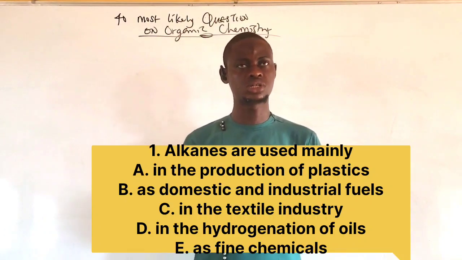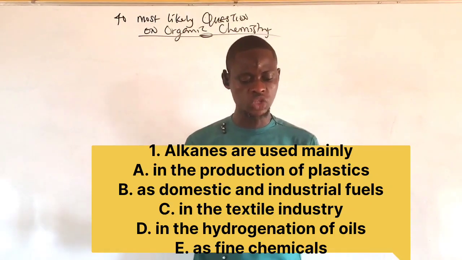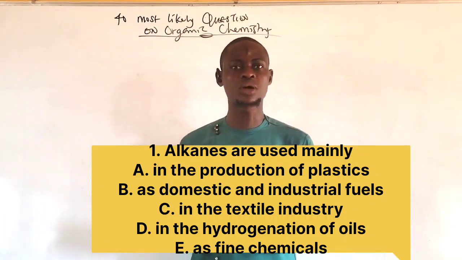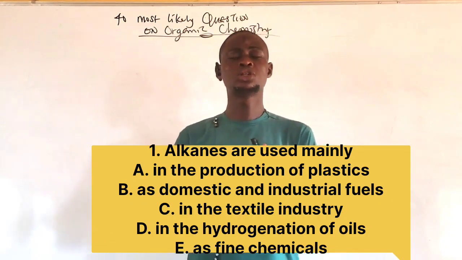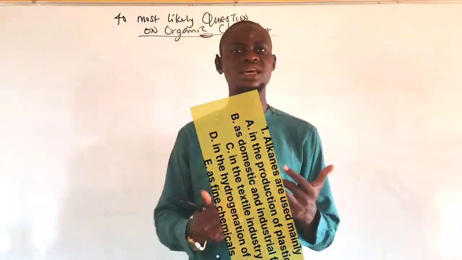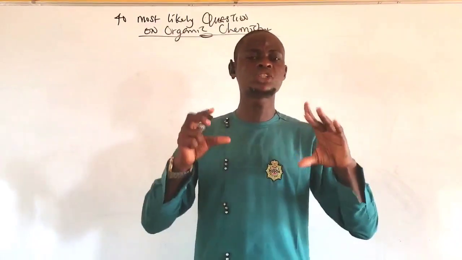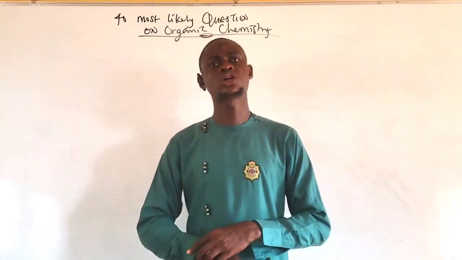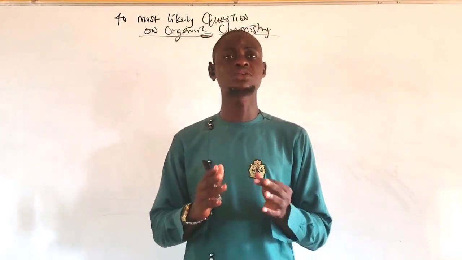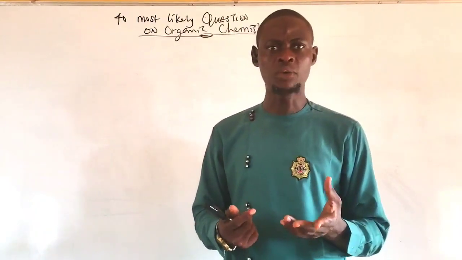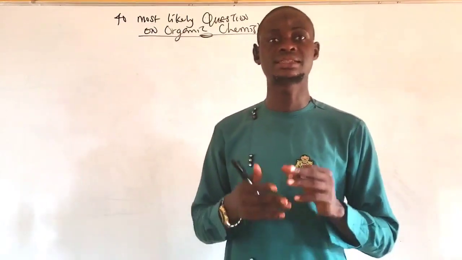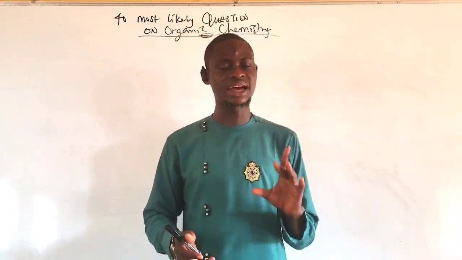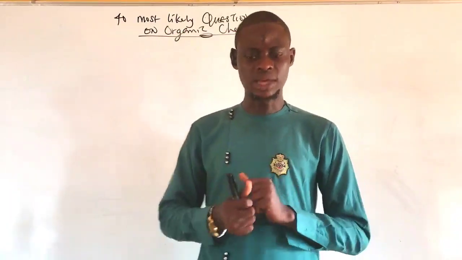Now let me make you understand that alkanes are used majorly as domestic and industrial fuel. Most of your domestic fuel, we are talking about your petroleum, your diesel, your kerosene. These are domestic, and we also have industrial fuel. So one of the major uses of alkanes is as a fuel. Altogether, we can also use them as chloroform, as an antiseptic, and as an anesthetic. But the major use in this question is domestic and industrial fuel, which is option B. That is my question 1.